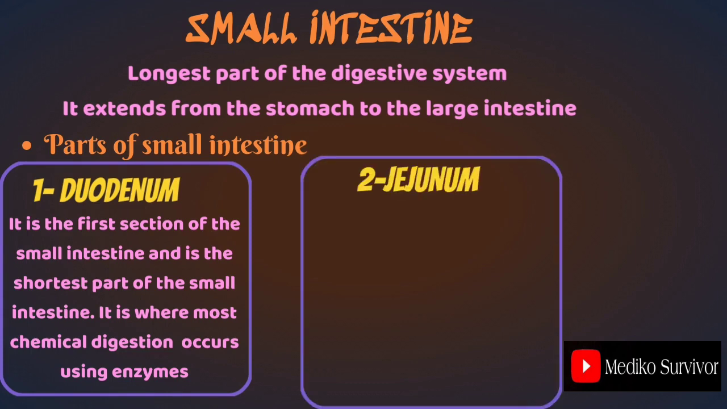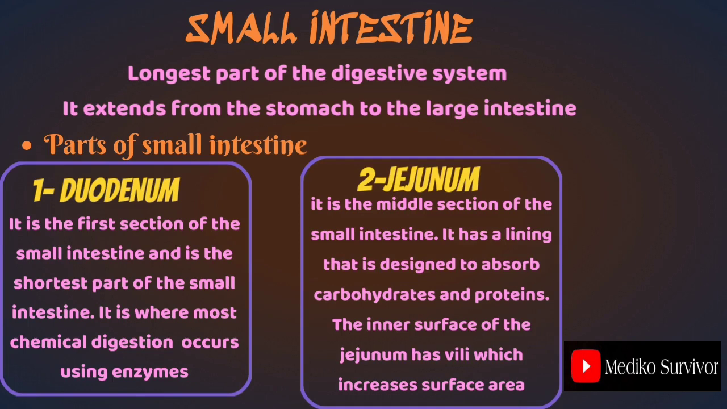Number 2. The jejunum. It is the middle section of the small intestine. It has a lining that is designed to absorb carbohydrates and proteins. The inner surface of the jejunum is covered in projections, called villi, which increase the surface area for absorption. The epithelial cells which line these villi possess even larger numbers of microvilli.